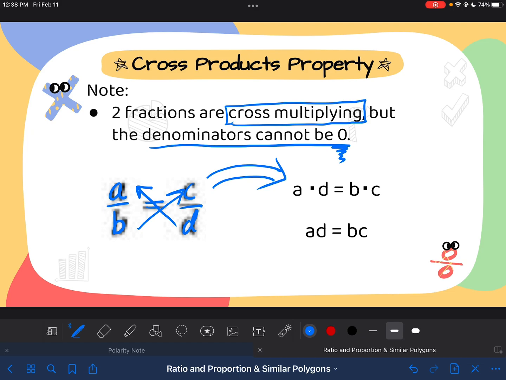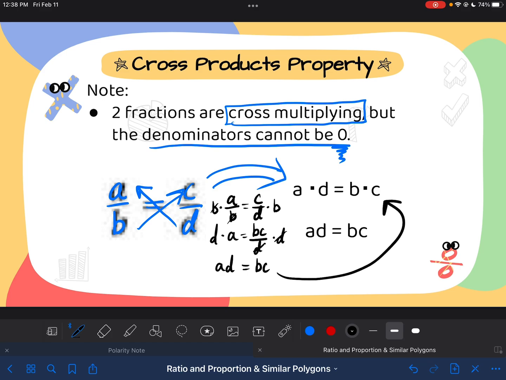Now, if you don't understand why this is happening, here's an example. Let's say a over b equals c over d. I'm going to try to get rid of the denominators in the fraction by multiplying by b first. Now, the order doesn't matter, so I'm just going to start out with b. So a equals bc over d. Next, I'm going to multiply d on both sides. And by doing so, this will give you AD equals BC.